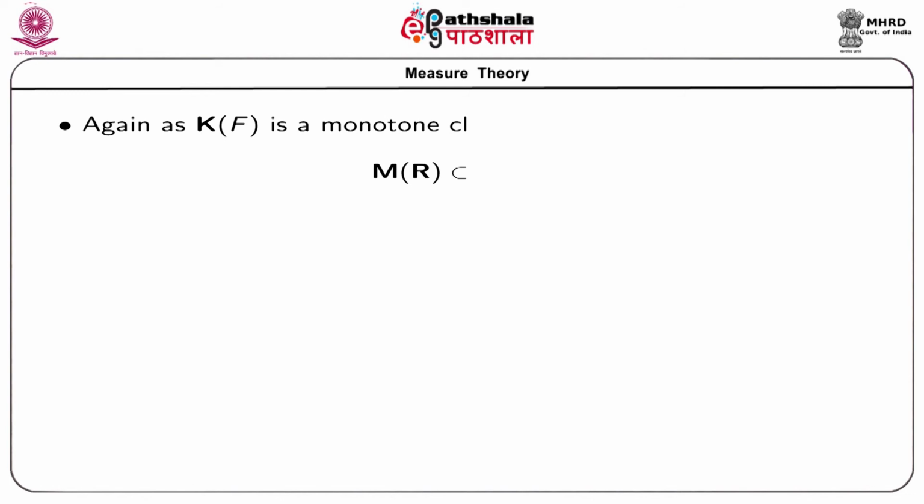Again, note that we have already seen that K_F is a monotone class when it is non-empty. In this case, obviously it is non-empty. So, K_F is a monotone class, since we have already seen that K_F becomes a monotone class when it is non-empty, and here for F belonging to R, it is obviously non-empty. So, we must have MR subset of K_F.